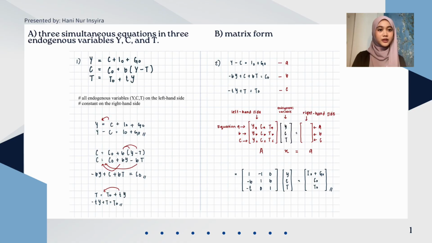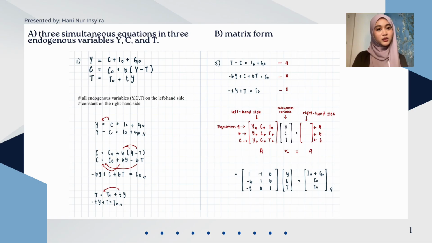For the first question, we have three equations given: the national income identity, the consumption function, where we can insert disposable income, Y minus T, into Yd, and the tax function. Now we want all endogenous variables Y, C, and T on the left-hand side, while all the constants are on the right. For the first one, we move C to the left.